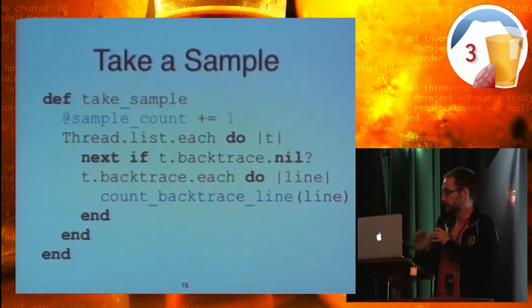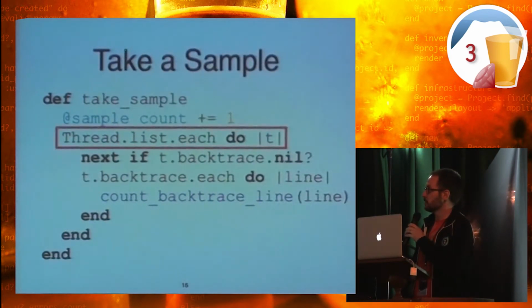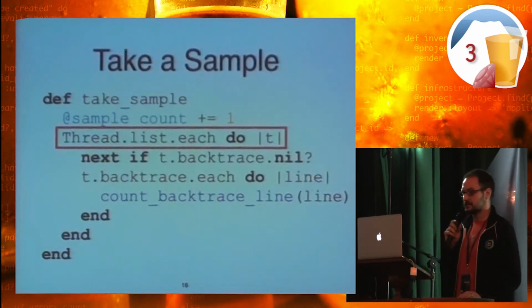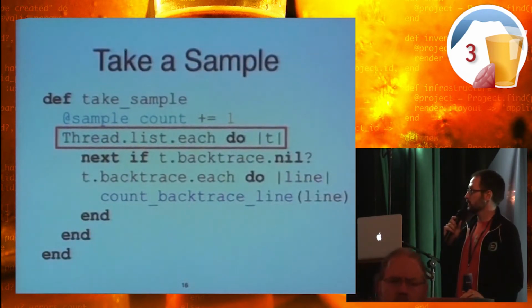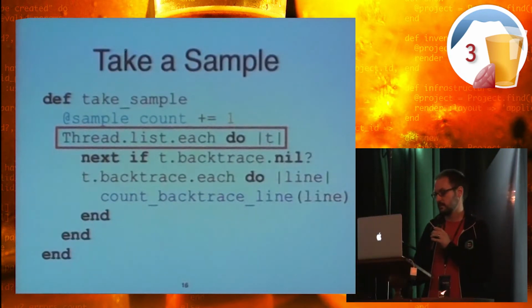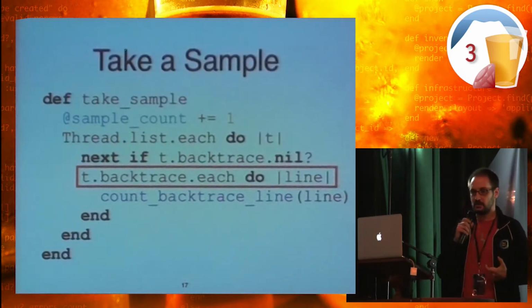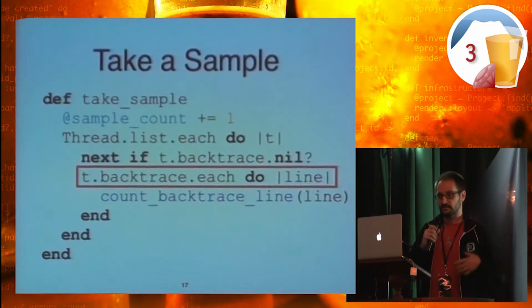This is the most complicated code that we're going to see, but it's pretty simple once you break it down. The main thing here, so we get a list of the running threads that are in our process. We're going to iterate through that list that we get. Once we get that particular thread, then we can take a backtrace on it.